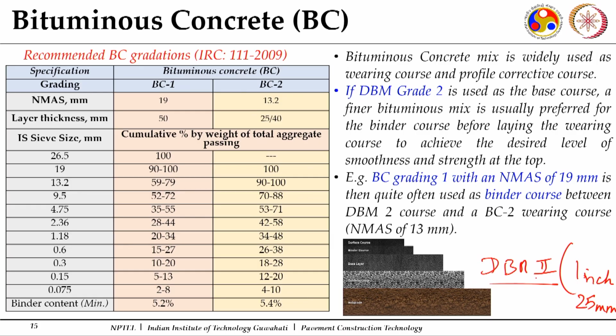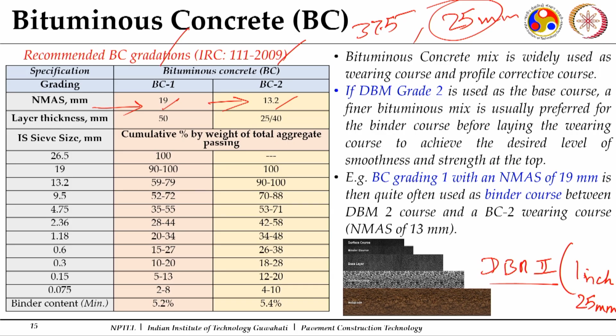Now, if this forms the base layer, then what will be my binder layer? I have two gradations for bituminous concrete also, which is used as a wearing course. Here you can see there are two gradations. Again, these two gradations vary in terms of their NMS. One is 19 mm and the other 13.2 mm. In the case of DBM, it was 37.5 and 25 mm NMS. So, if I have these two options, I picked this 1 inch NMS one for my base course.